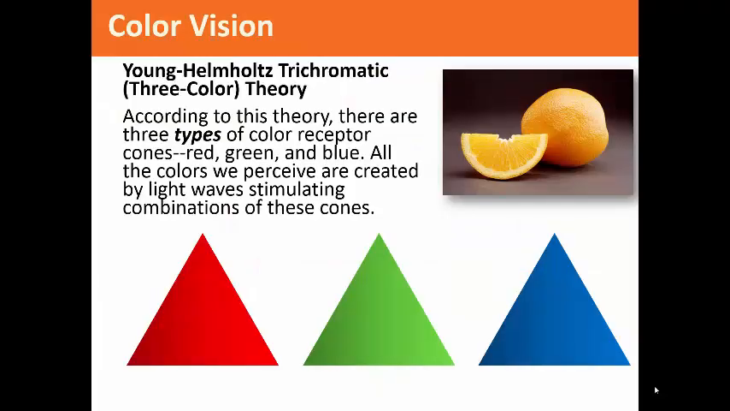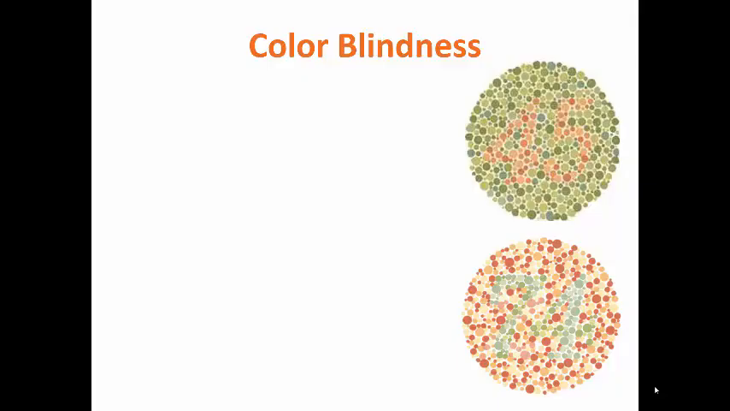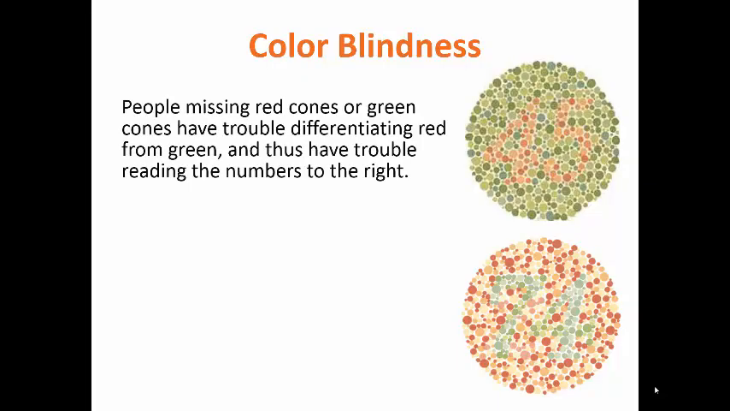When we think about perceiving color, there's the Young-Helmholtz trichromatic theory, or the three-color theory. According to this theory, there are three types of color receptor cones: red, green, and blue. All the colors we perceive are created by light waves stimulating combinations of these cones. So we're mixing together the different cones to get these different colors. When somebody is colorblind, they are missing red or green cones, and they have trouble differentiating red from green, and thus have trouble reading the numbers on the right. If you have color blindness, you won't be able to see the numbers on the right-hand side.